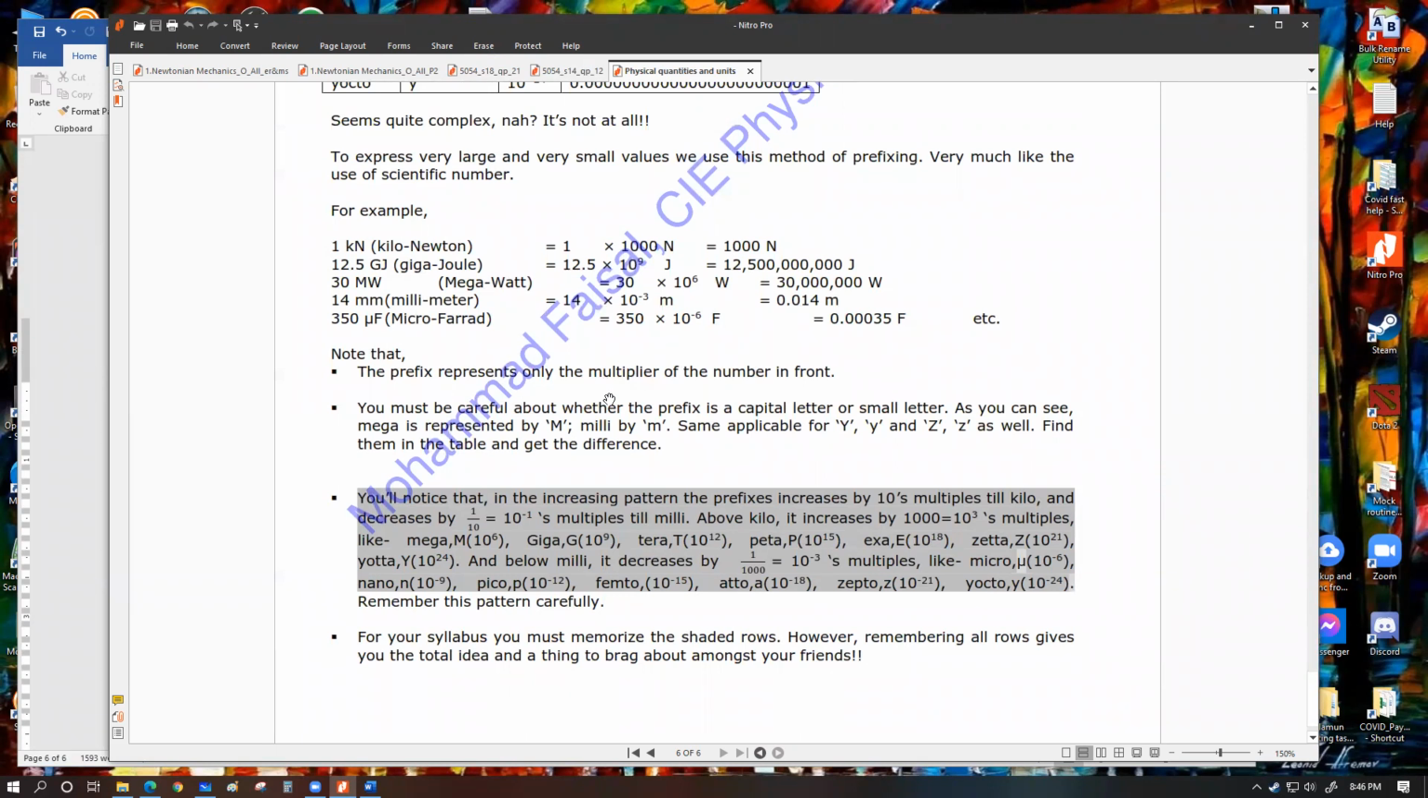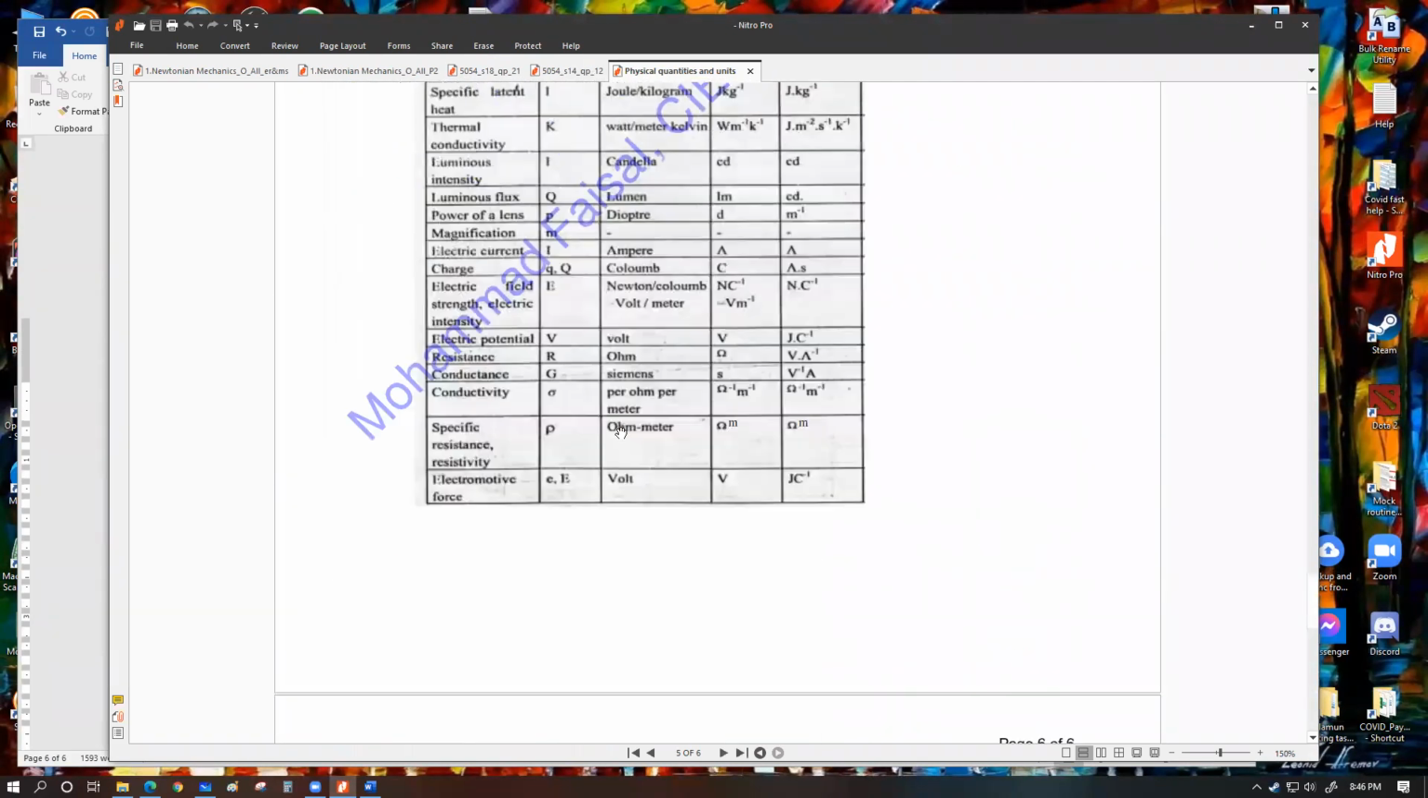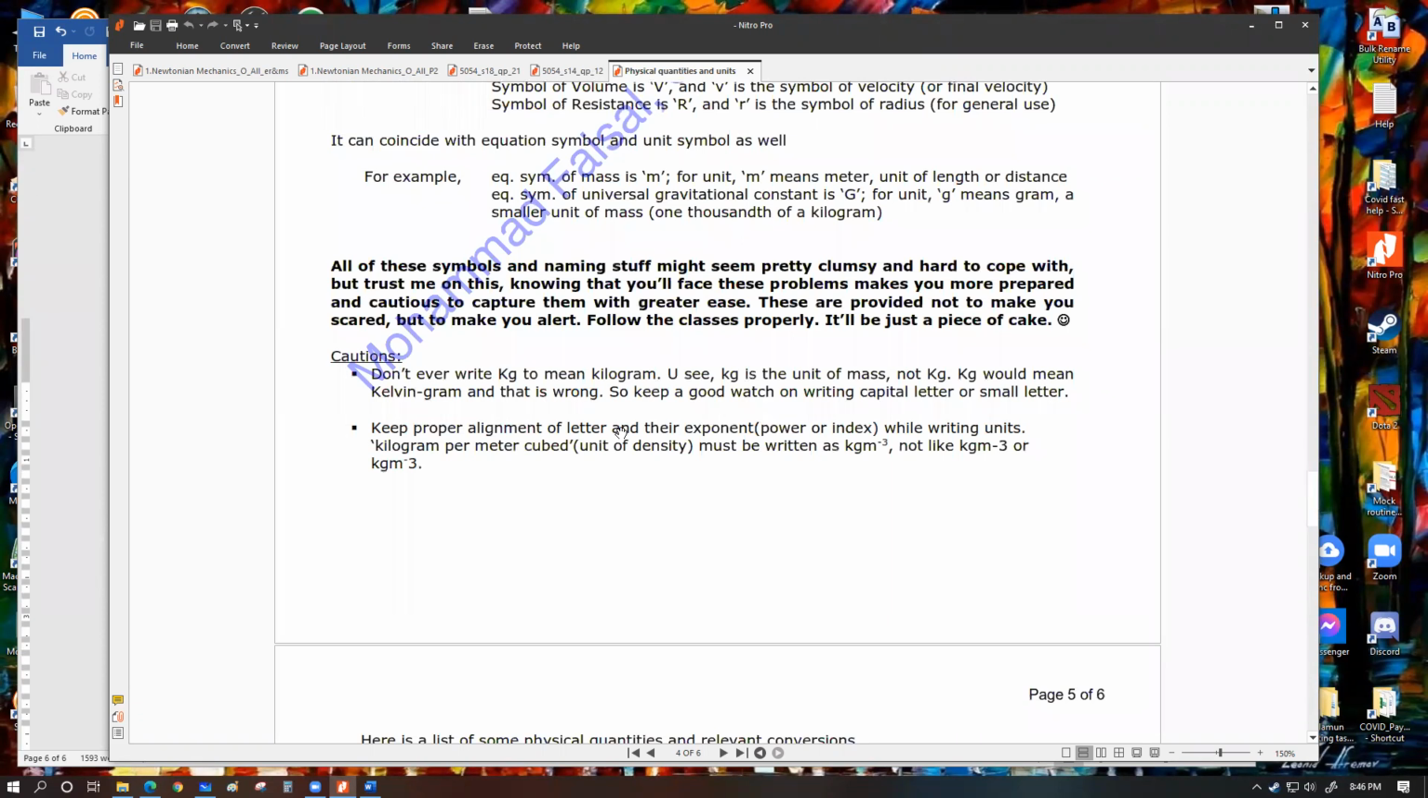Where is that thing where I actually wrote about that Kelvin thing? Yeah, cautions. Have a look at these two bullets. Don't ever write Kg to mean kilogram. Don't ever write capital K, small g to mean kilogram. You see, kg is the unit of mass, not Kg. Capital K, small g would mean Kelvin gram, and that is wrong. So keep a good watch on writing capital letter or small letter.